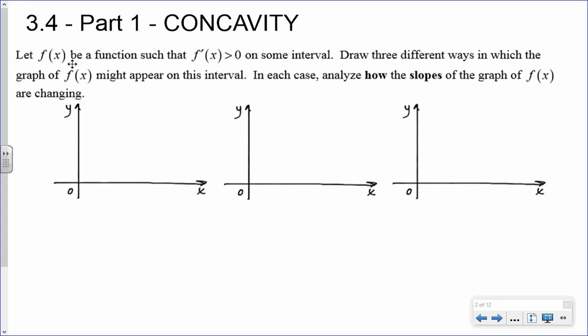Oh yes, the derivative I want to be positive. So I want all of these to be increasing functions. Thank you for pointing that out. I'm trying to get you going after that fire drill.